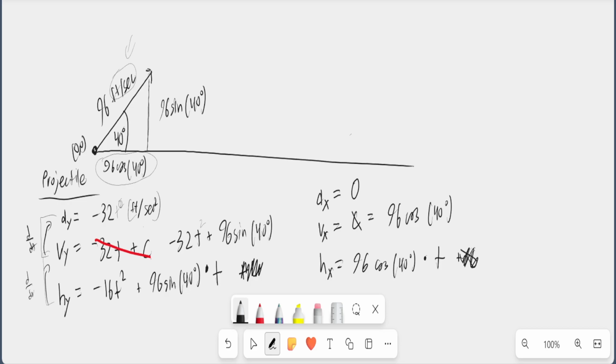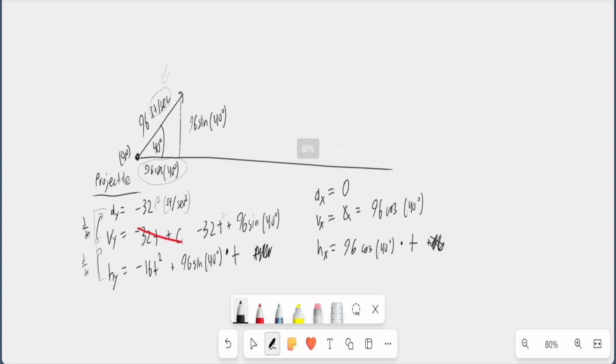So that's all of our projectile expressions out of the way. So what was A? Could you say it out loud? The maximum height attained by the projectile. Okay, the maximum height.